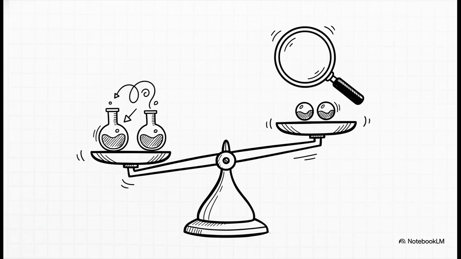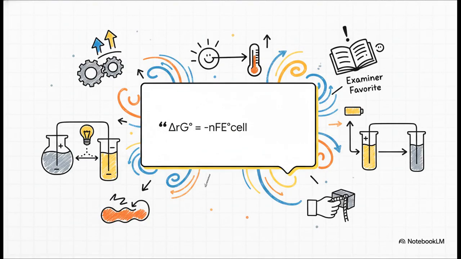Listen up, because this is where so many students lose easy points. First, when you're calculating your E naught cell, remember the convention. It's the standard potential of the right-hand cathode minus the left-hand anode. E right minus E left. Second, and I can't stress this enough, always balance your redox equation first to find n. If you get the number of transferred electrons wrong, your entire Nernst calculation falls apart. Trust me, double-check n.